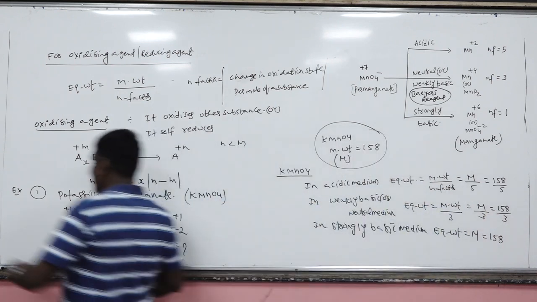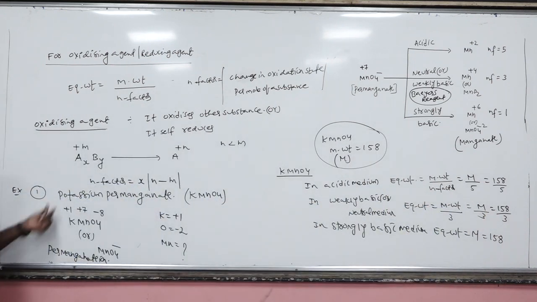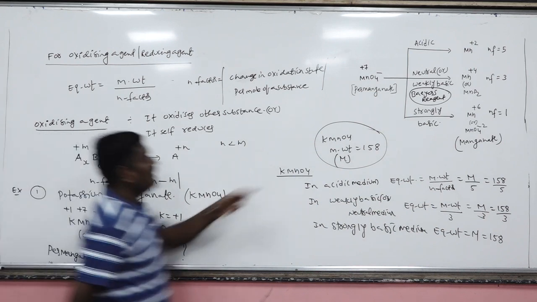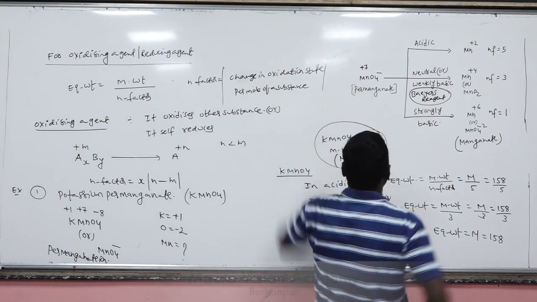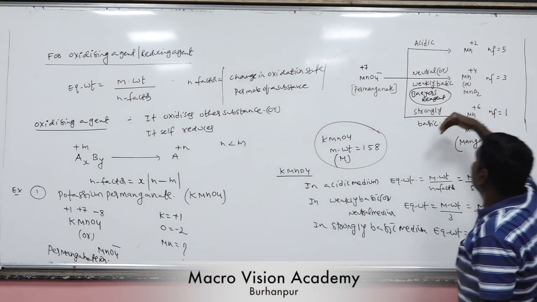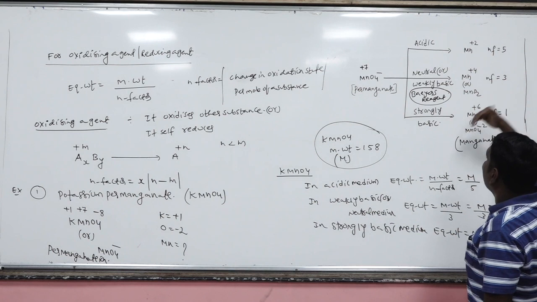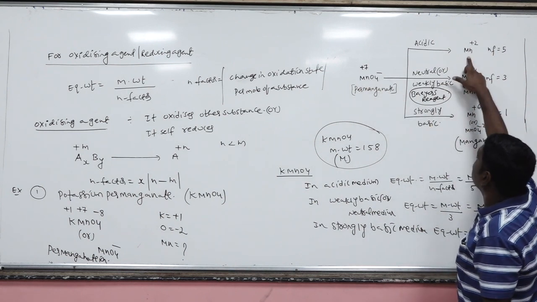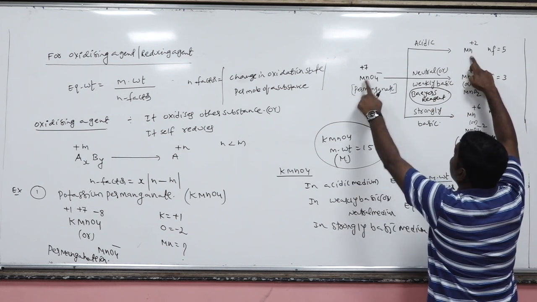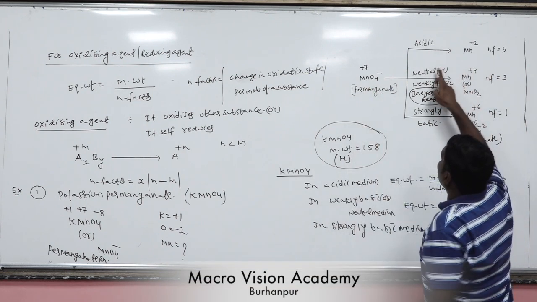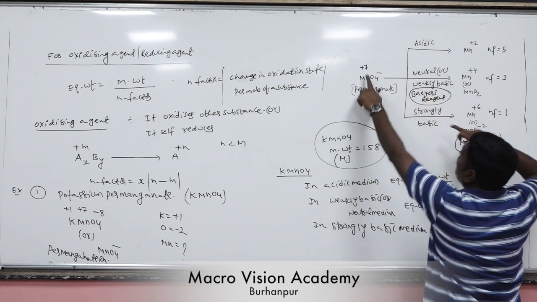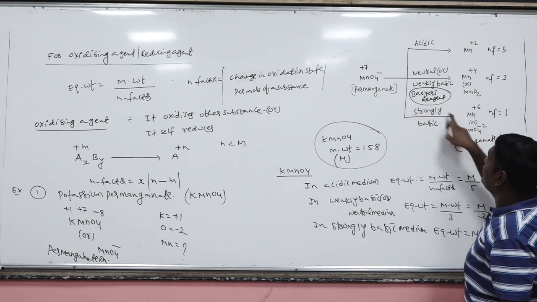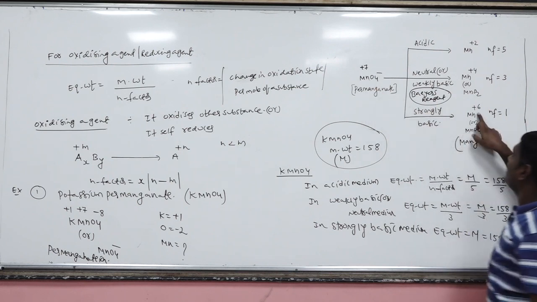So this is a very important oxidizing agent, potassium permanganate. Once again, what is the oxidation state of manganese? Plus 7. This potassium permanganate in 3 different conditions will reduce into three different species. Here Mn plus 7 is reduced to Mn plus 2. This is very important, plus 7 to plus 2, in acidic condition. In weakly basic or neutral medium, Mn plus 7 is reduced to Mn plus 4. And in strongly basic medium, Mn plus 7 is reduced to Mn plus 6.